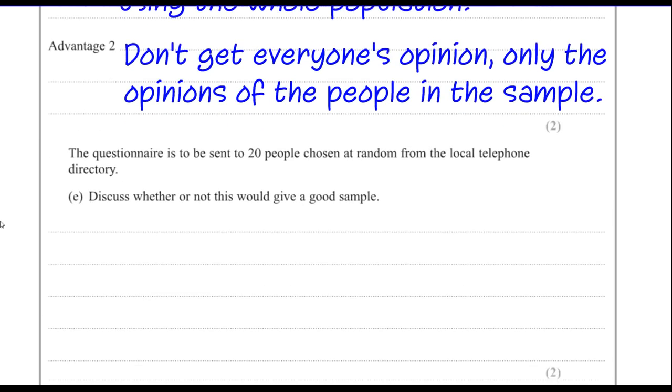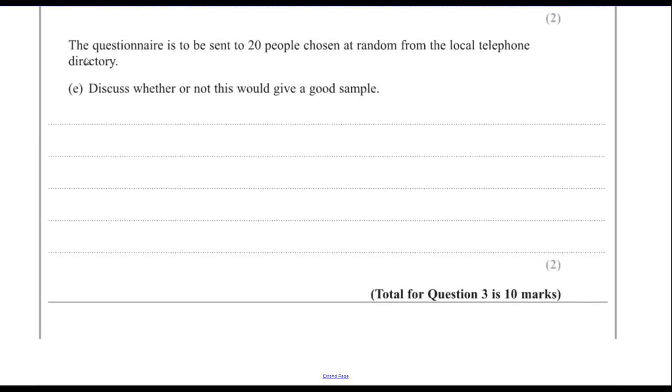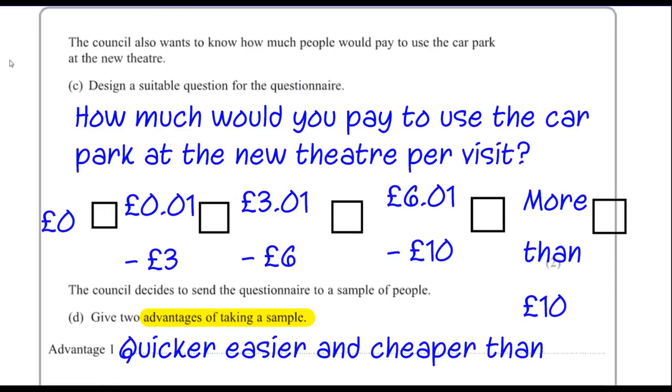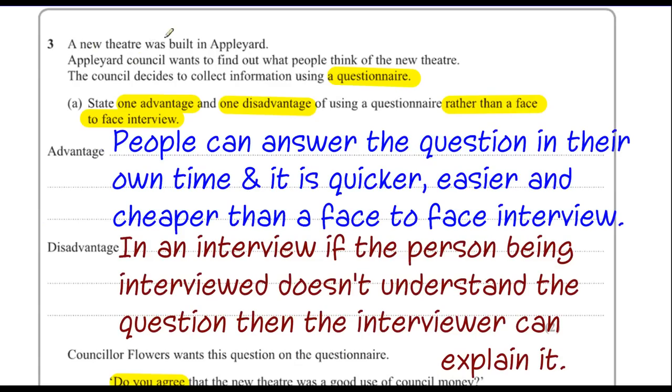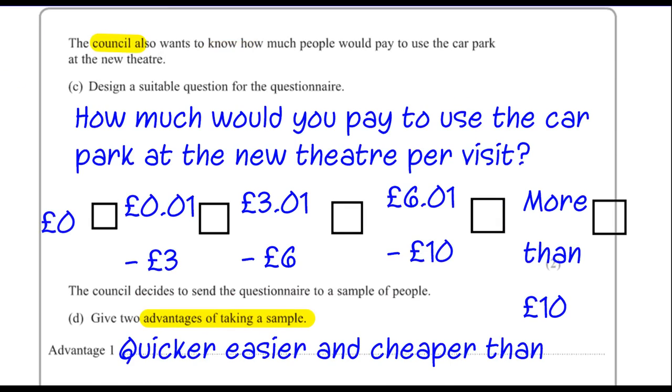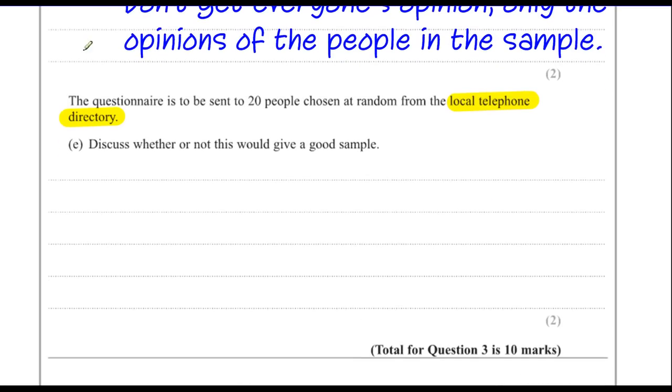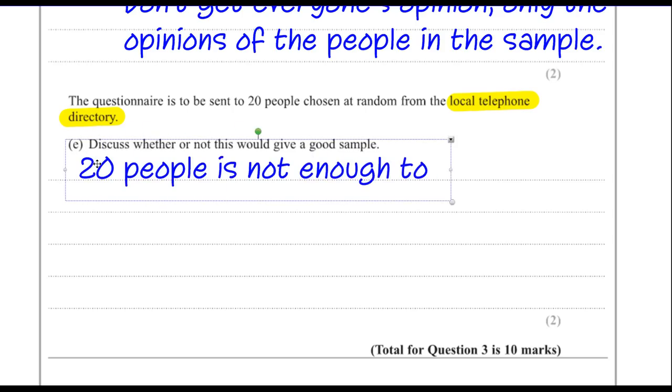Next part, the questionnaire is to be sent to 20 people chosen at random from a local telephone directory. So let's look back at what's going on. We're wanting to know about the people in a local area, in a place, Appleyard. Now I'd imagine there's a lot more than 20 people living in a town or even a village. So what you're going to say is that 20 is not enough people, is it? You need way more than that in a sample. Okay, so 20 people is not enough to be representative.